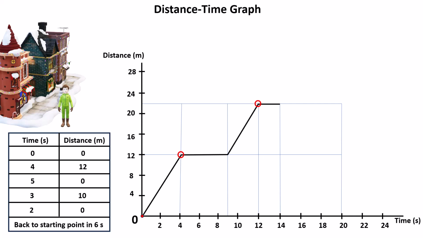Now, after standing for 2 seconds with his friend in blue, he then turned and moved back to his starting point in 6 seconds. This is how that is represented on the distance time graph.